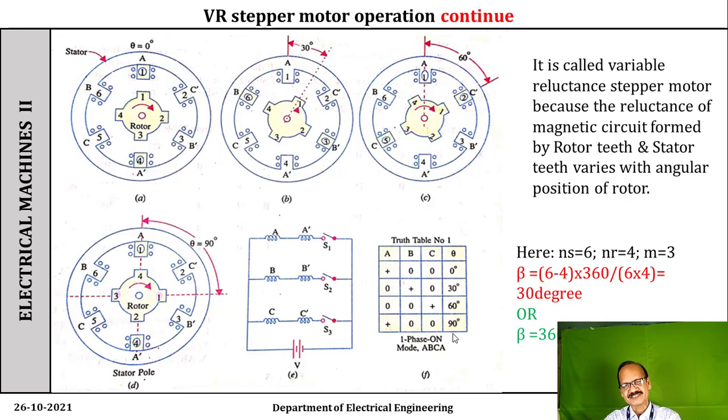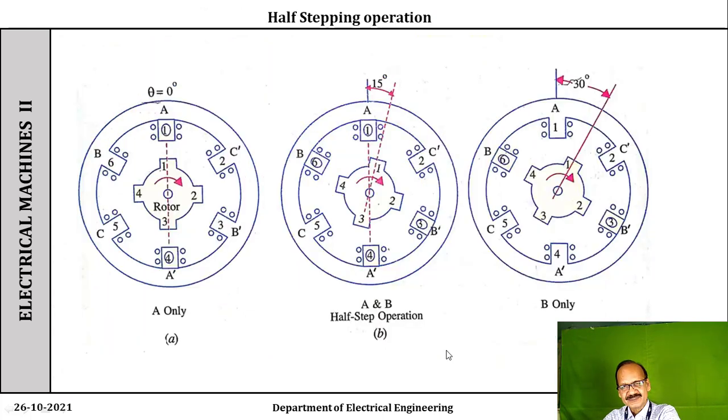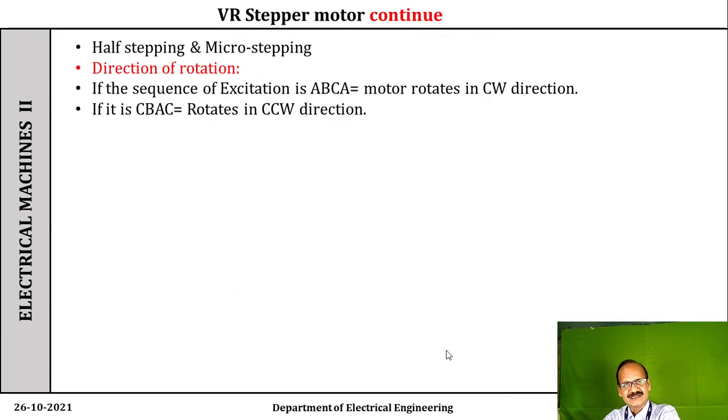But these are large steps, and this is known as one phase on mode, A, B, C, A. Now, in order to get better resolution, we have to obtain smaller steps, that is half stepping, or it can also be obtained by micro stepping. Now how to obtain this half stepping?